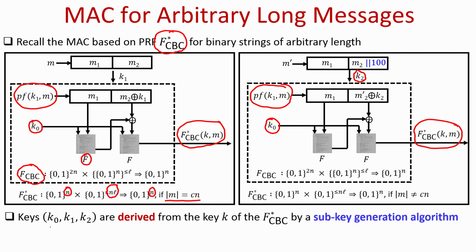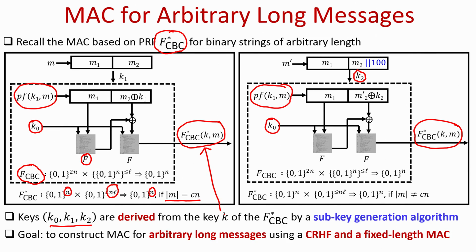So, here the keys k0, k1, k2 are derived from the master key k with which you are going to operate your PRF F star by a subkey generation algorithm, which will be publicly known, and depending upon whether your message size is some constant times n or not, the prefix free encoding is operated with either key k1 or with the key k2. So, that is an indication to the receiving side whether the message which has been evaluated by this PRF F star, its size is already some constant times n or not.